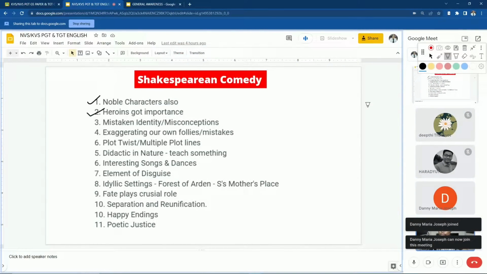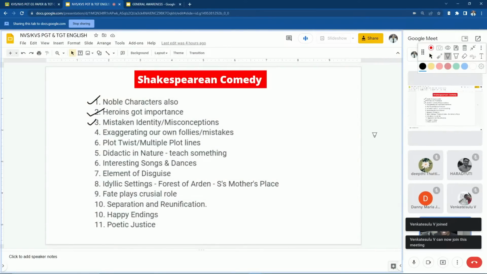Then Shakespearean comedy has one more feature: mistaken identity or misconceptions. People develop differences of opinion and they get different problems. And with mistaken identity, the women disguise as men. So they create a lot of comedy for the audience who watch. So mistaken identity or misconceptions are part of Shakespearean comedy.